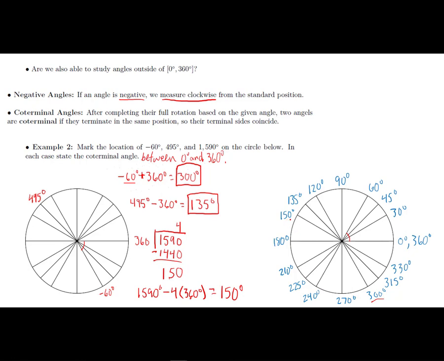So I know 150 degrees is right there, so that tells me that 1,590 degrees is right there on the circle, and that 150 degrees is my coterminal angle that happens to be between 0 degrees and 360 degrees.